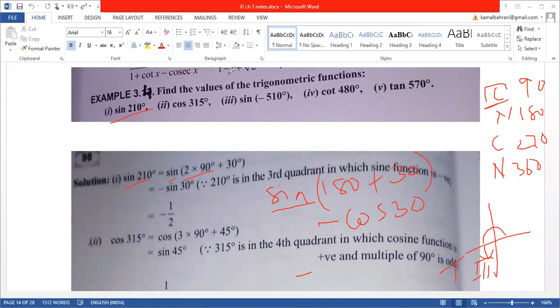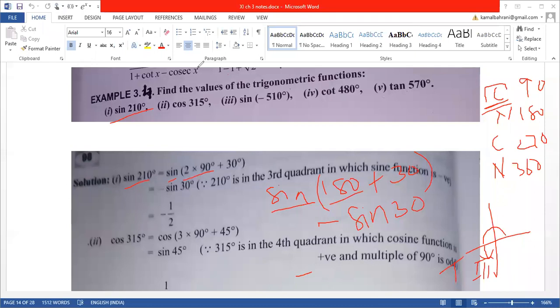Sorry, in 180 plus, no change will come. If we are talking about 90 plus, it is change; but in 180, what are we having? In 180, we are having no change. Just see, no change. So sine will not change to cos. It will be sine only. It will be sine 30 only. So we'll have what? Minus sine 30.